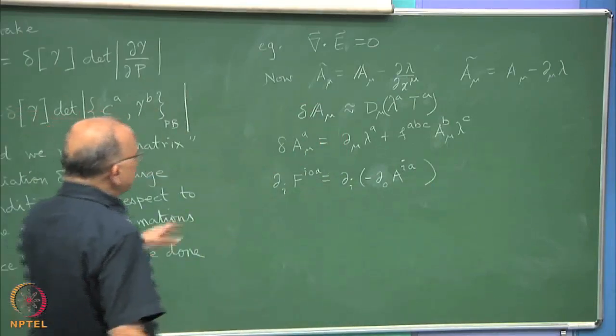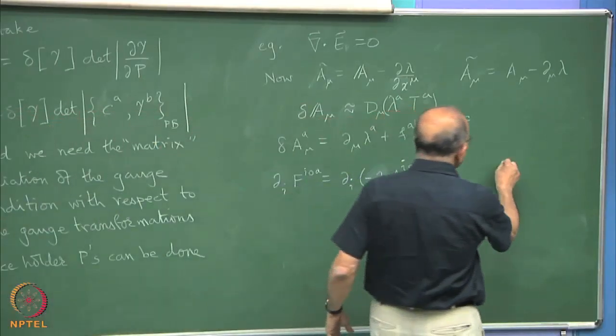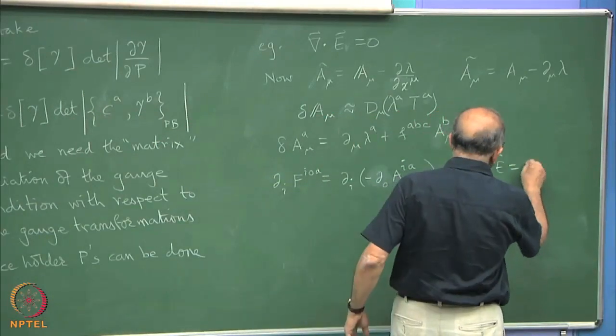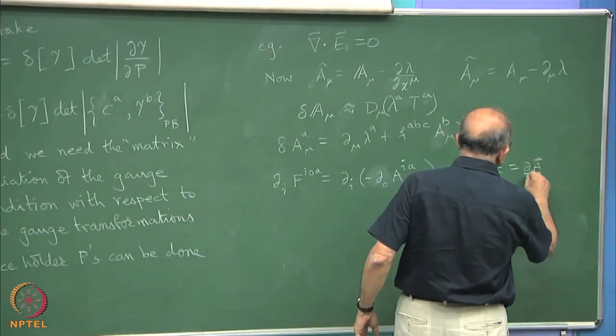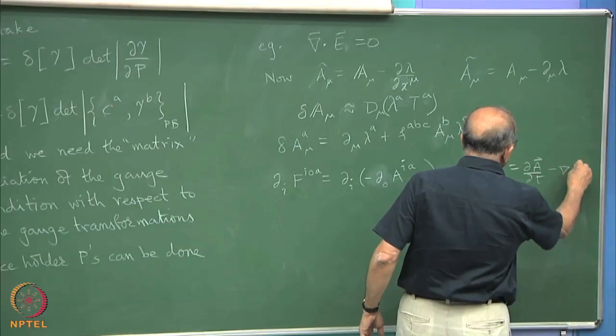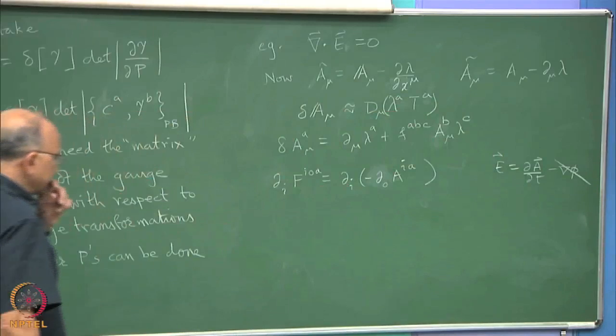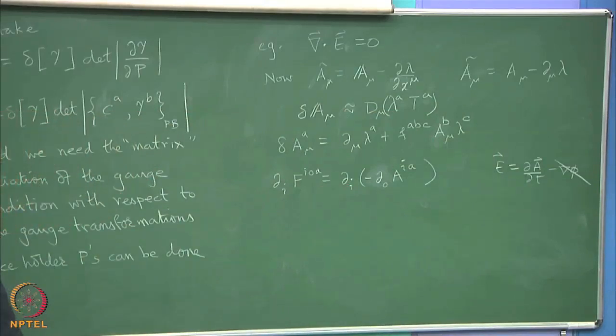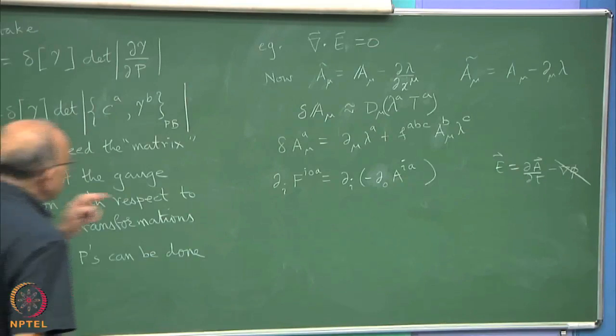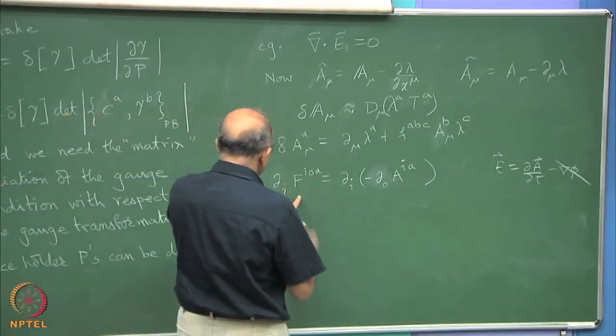So, the electric field E is equal to, which is what I started writing, dA/dt minus grad phi, but the phi, A0, we have set equal to 0. So, basically it is this, and therefore this is the gauge condition. Okay, this is C.